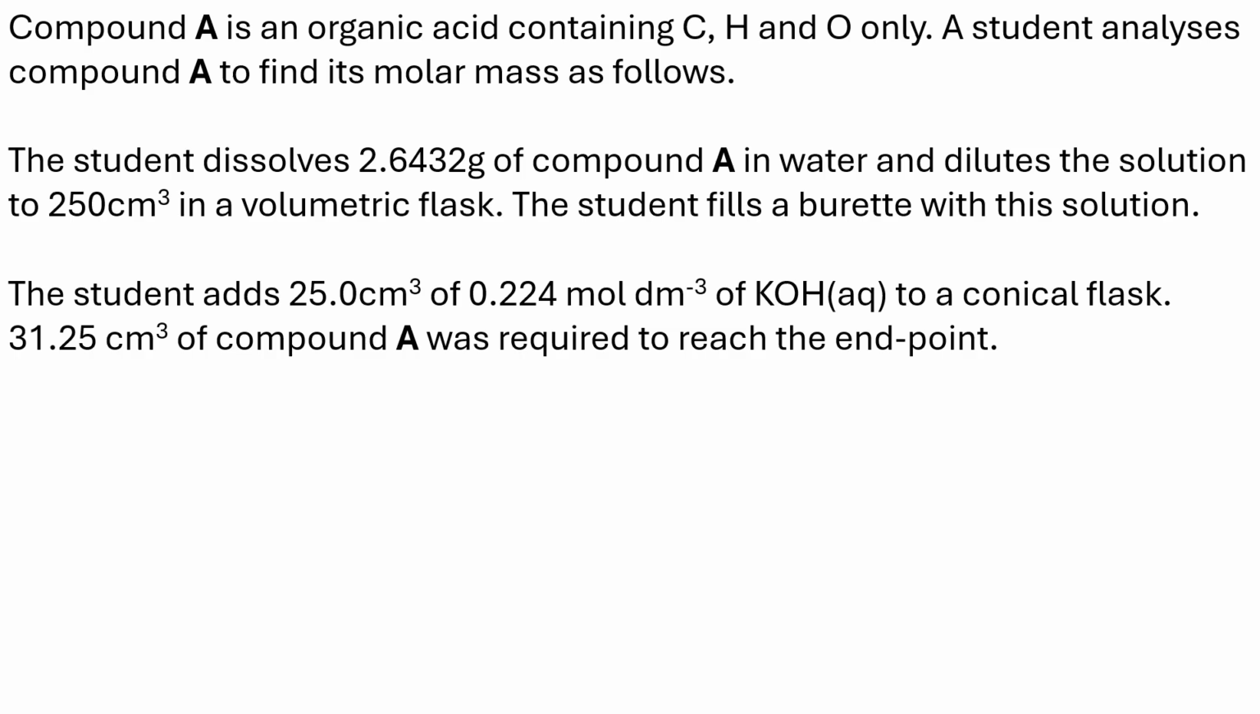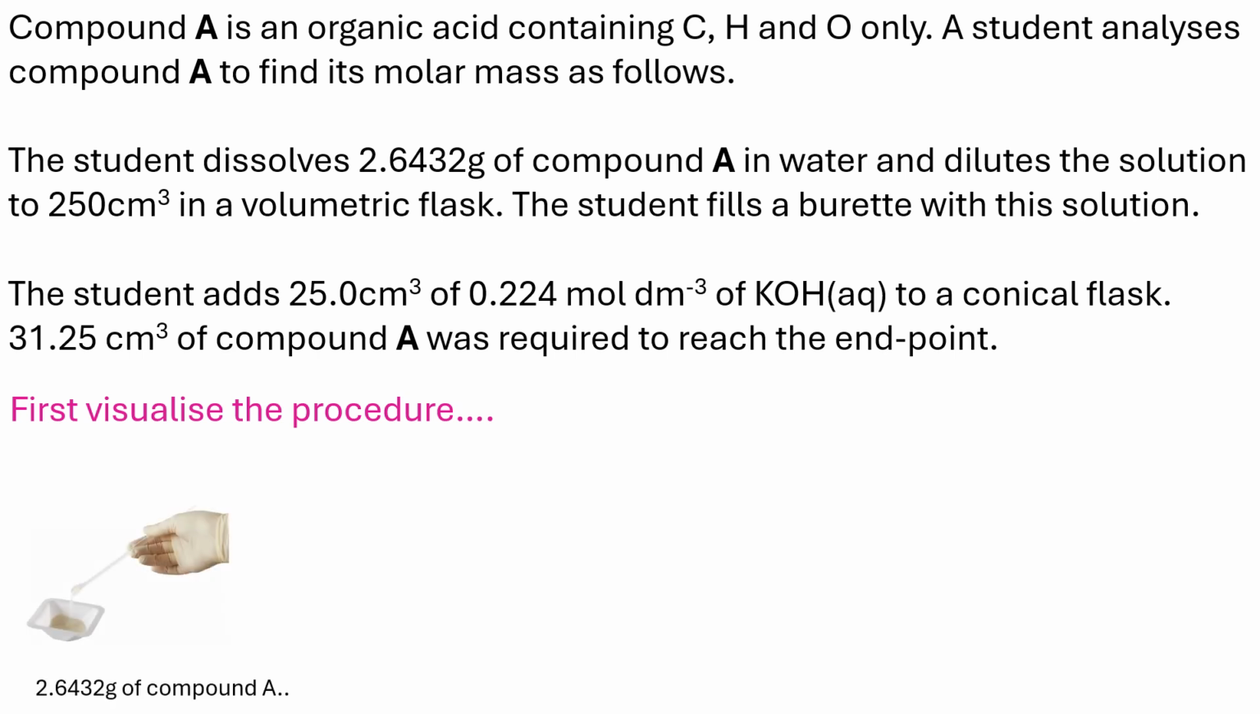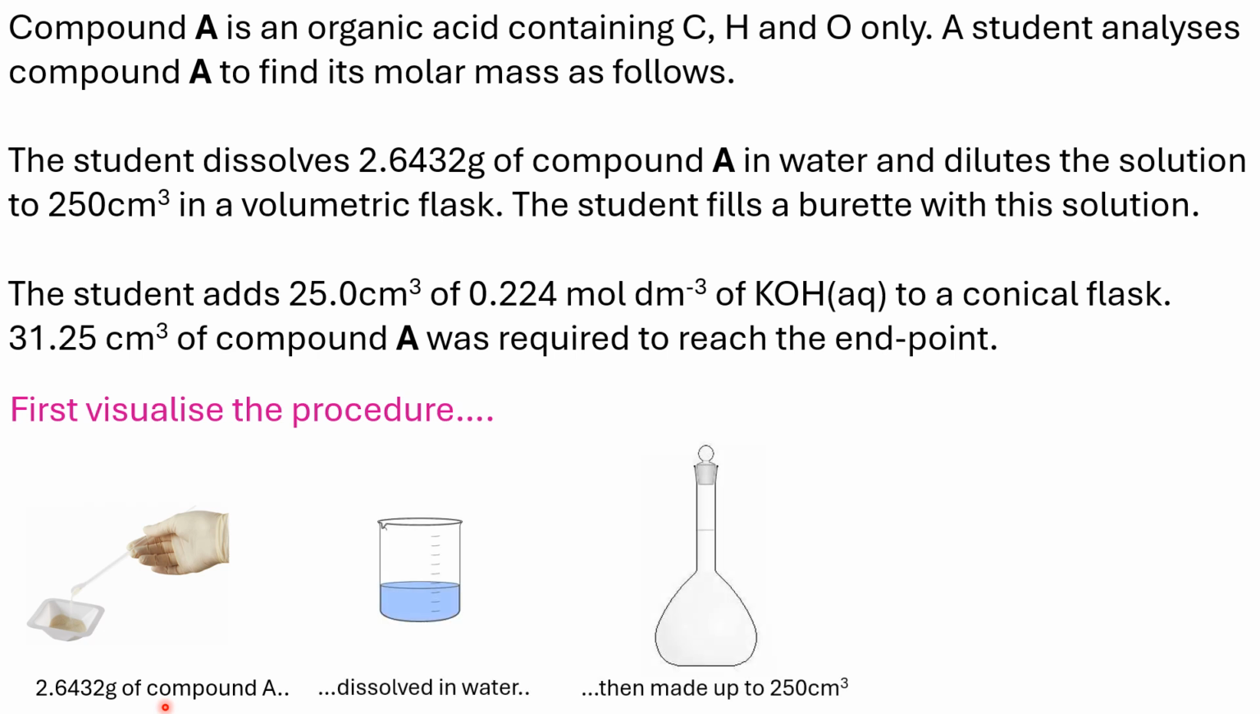So this is our question. I started by just putting in the part of the question that includes the procedure that the student carried out. So we need to visualize that first so we have an idea in our head about what they did. They took 2.6432 grams of compound A. If I just take my highlighter, that's this part here. They diluted the solution to 250 centimeters cubed in a volumetric flask. So that's these two stages here, and we're at this point.